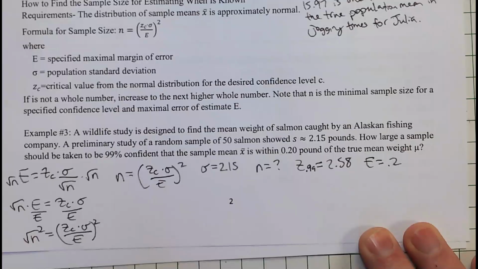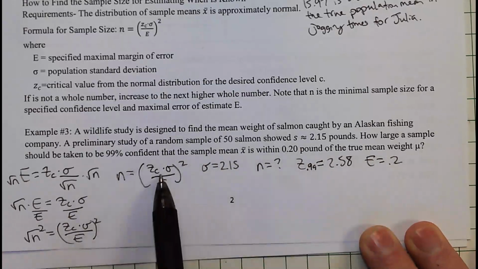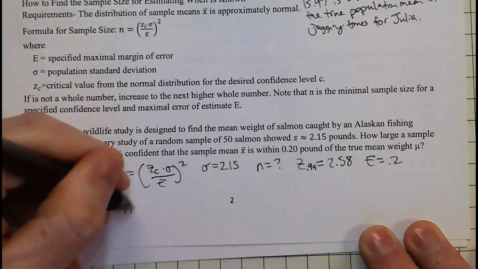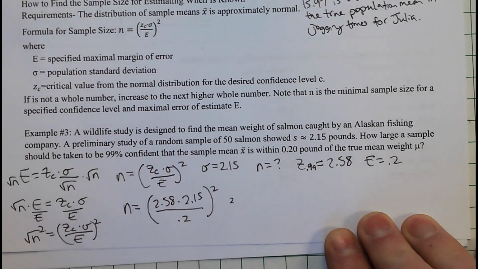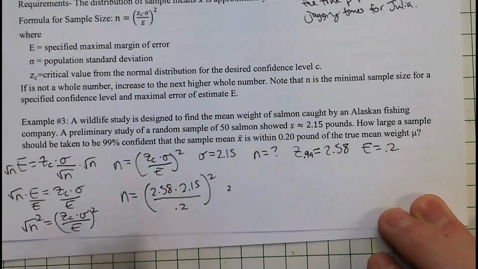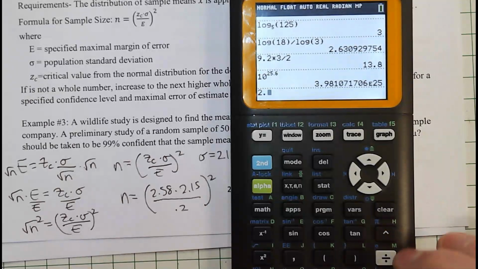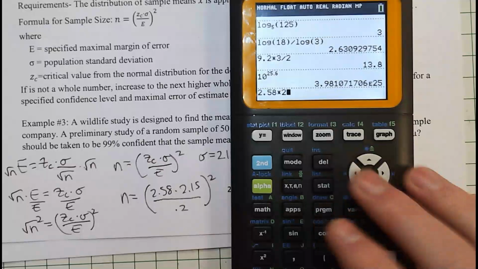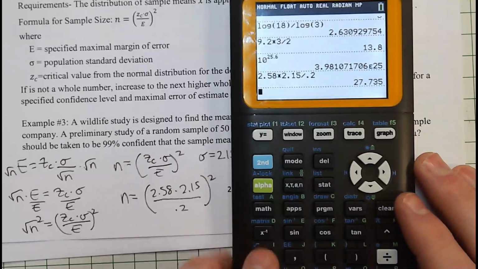So let me dumb it down for you. All you're doing is plugging this and this into that formula, and you're calculating it. So n equals the critical value, which is 2.58, times the sigma, which is 2.15. So you're finding the things you need, the standard deviation, the critical value, and the error, and you're just plugging into that formula, okay? I promise you this is not that hard. 2.58 times 2.15 divided by 0.2. Now square this.